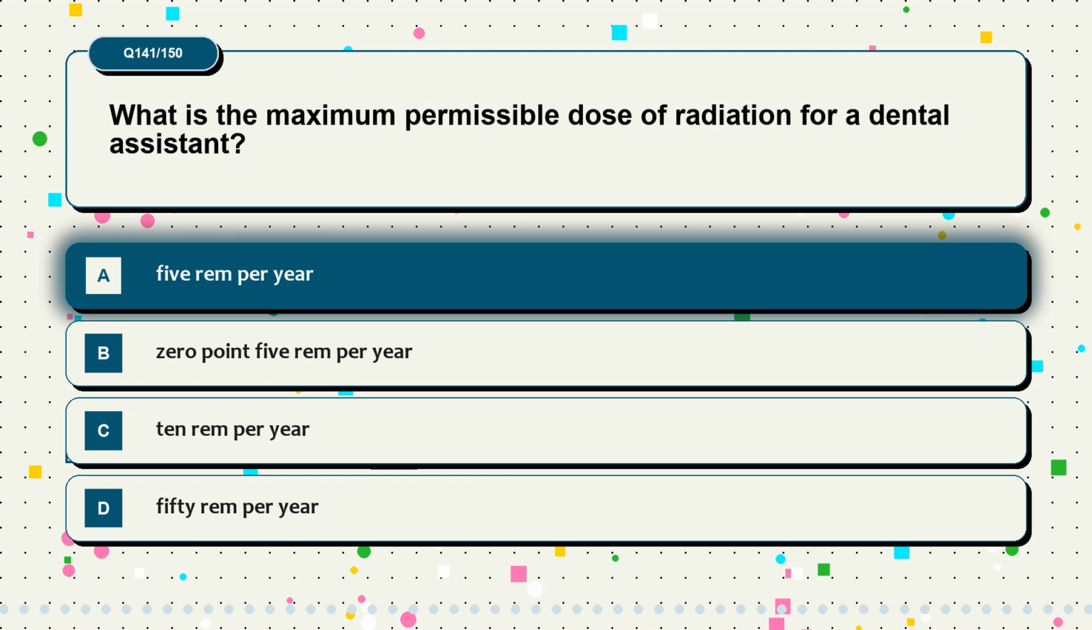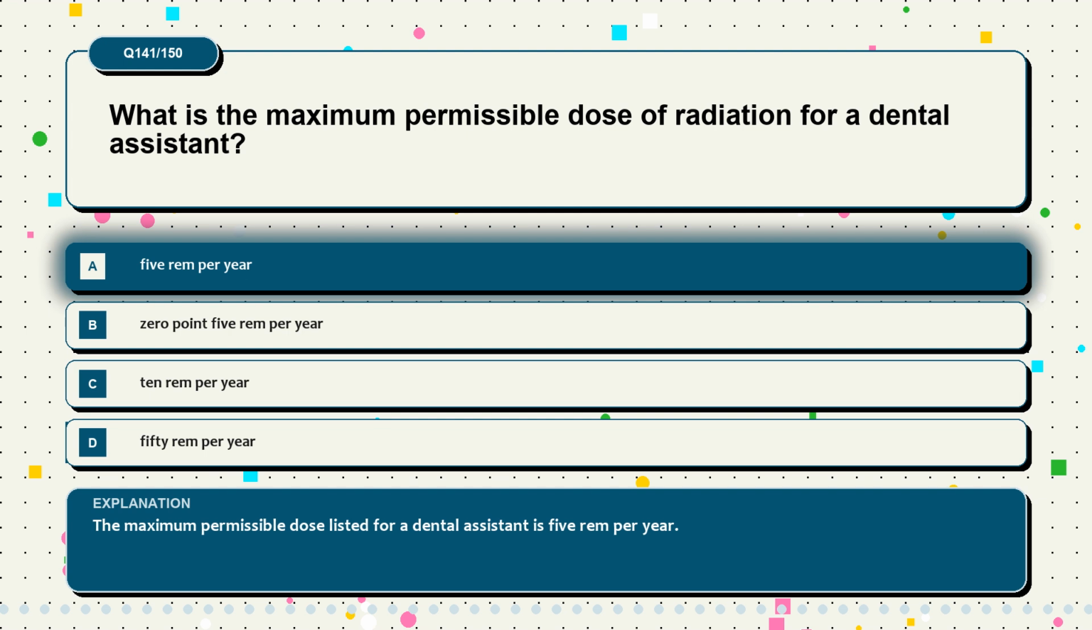The correct answer is option A, 5 rem per year. The maximum permissible dose listed for a dental assistant is 5 rem per year.